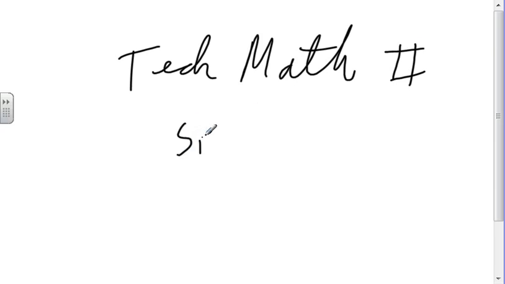We're in TechMath 2, and we're in section 3-2, which has to do with making your calculator do something. So before we do that, we will come up with something that we should have memorized. So we're going to go 0, 30 degrees, 45 degrees, 60 degrees, 90 degrees.